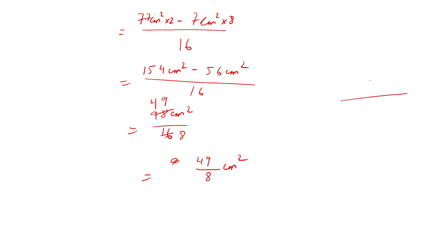If you're confused, you just go for this. 98 by 2. So 2 times 4 is 8, so you're left with 1, 8, 2 times 9 is 18. So that's how you cancel out. So the area of the remaining portion is going to be 49 by 8 centimeters square, and that is the answer that is given in the textbook. Clear? So we'll do the remaining questions in the next video.